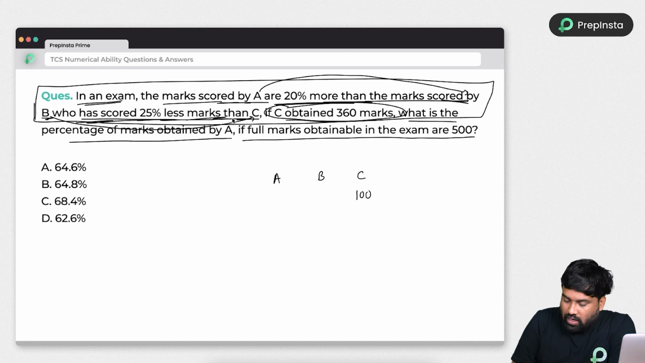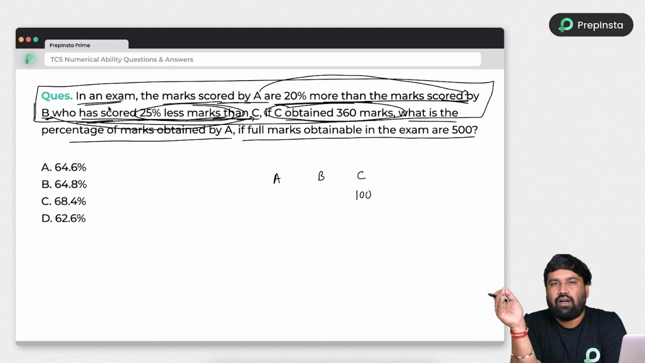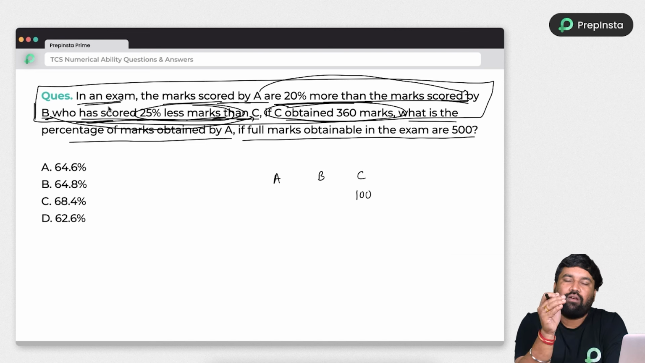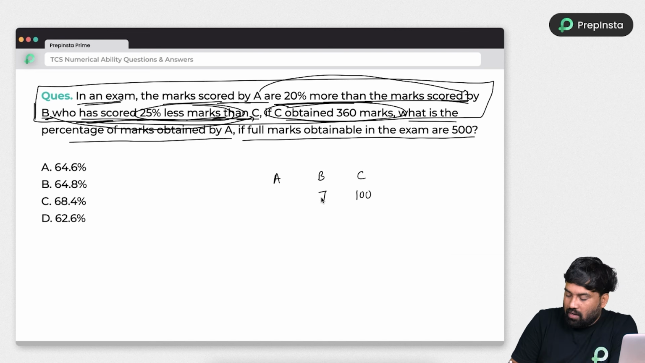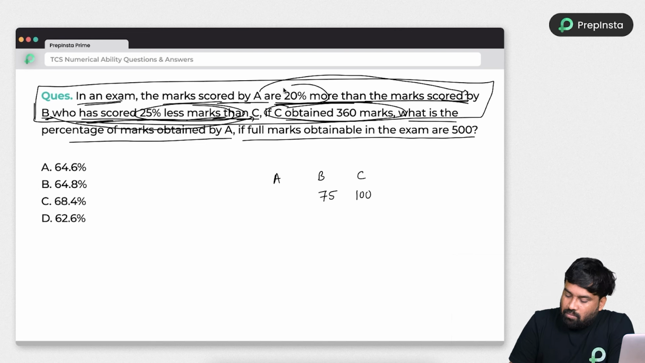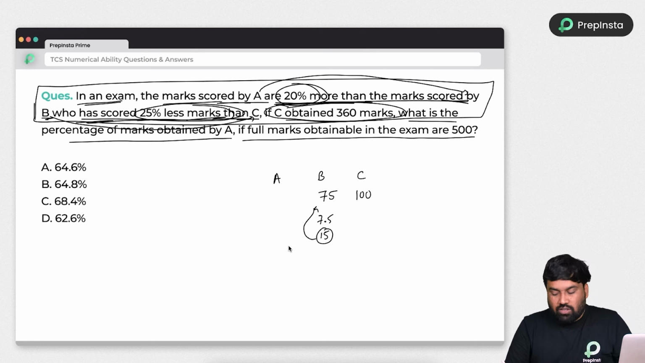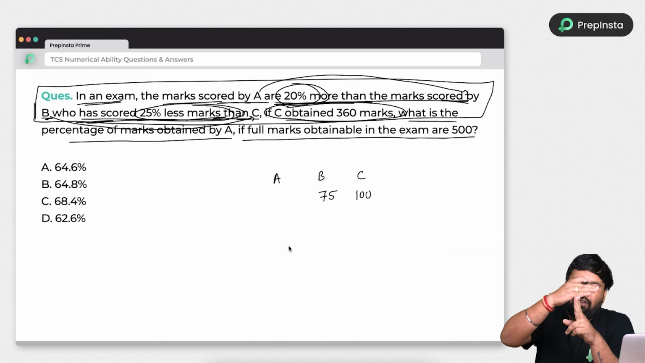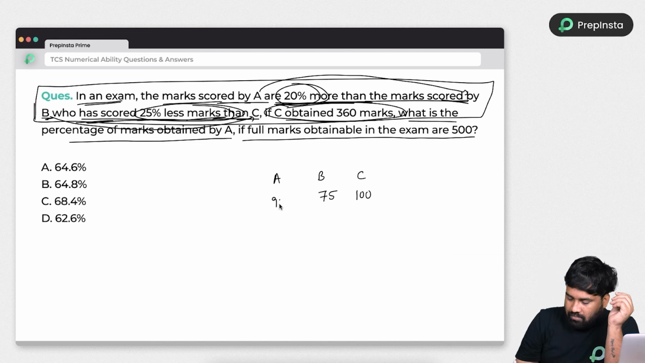B scored 25% less than C. What is meant by less than? If C scored 100 marks, 25% less means 25 marks less. So B will score only 75 marks. Next, A has 20% more marks. 10% of 75 is 7.5 and 20% will be 15. So 15 extra means 75 plus 15. I am writing this just to explain to you, but I won't write it in the examination. So 10% is 7.5, 20% is 15. So add 15 to 75, we get 90.